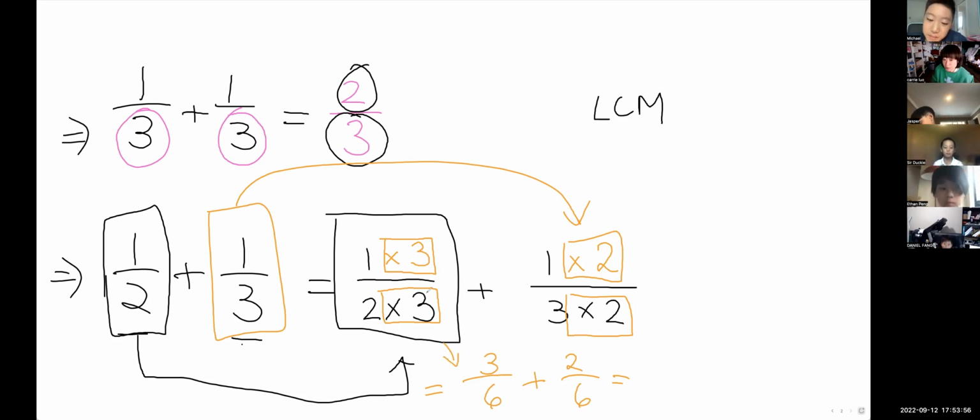One became 3 over 6, and this one became 2 over 6. So that's why the denominator again became the same. So it's 5 over 6. Understand, Sir Ducky? Okay. Yeah, very good.